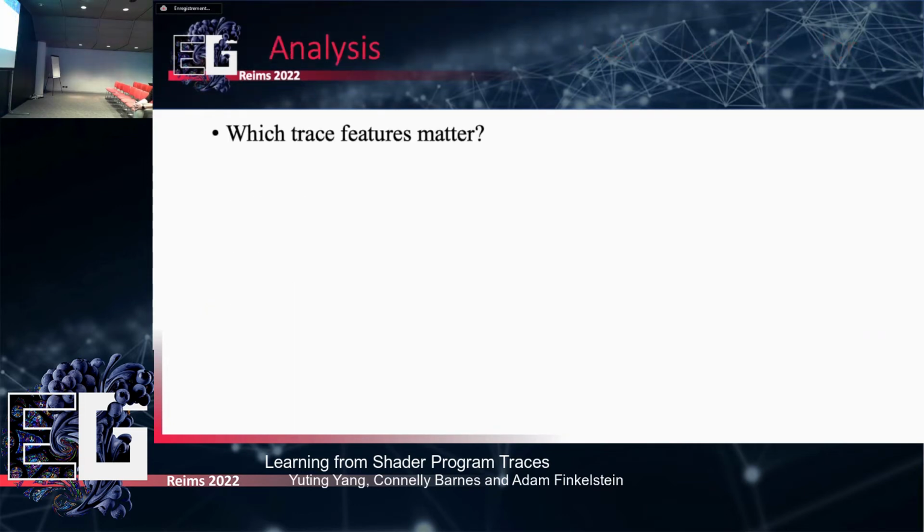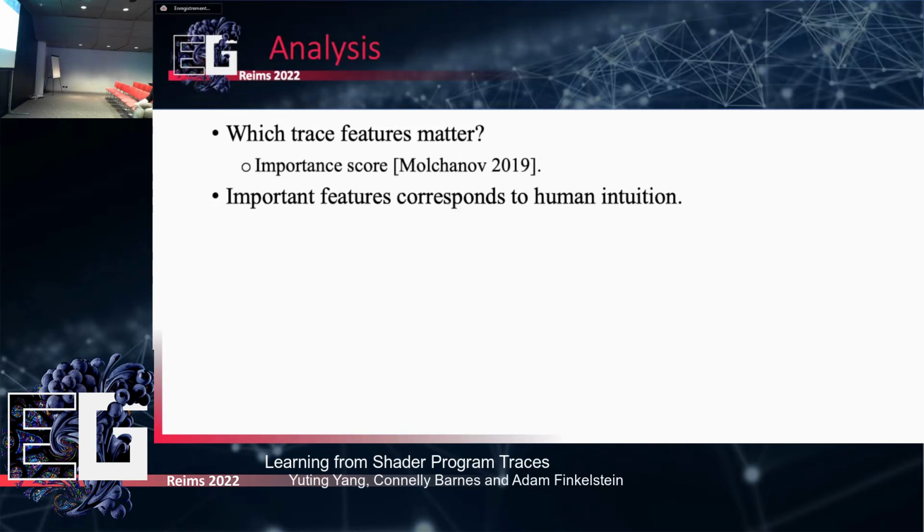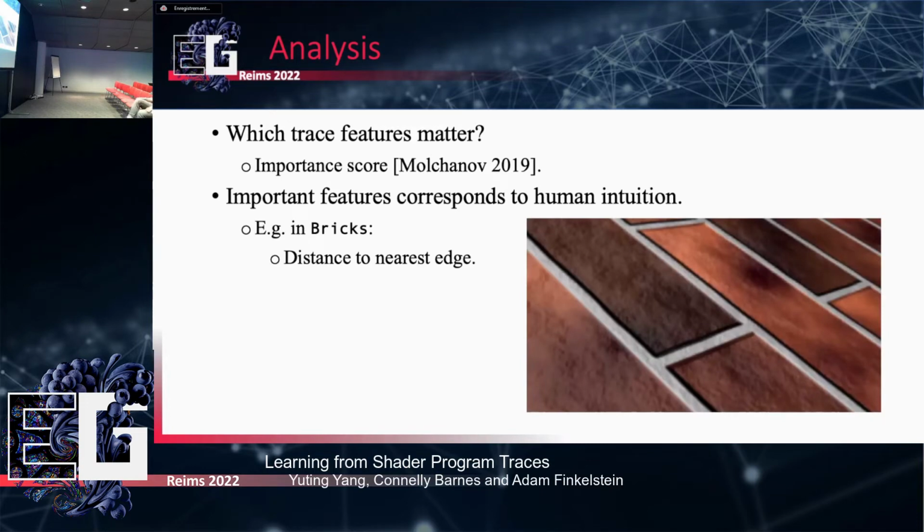We analyzed which traces are more important using an existing metric from Motion Blur 2019. We find important traces correspond to human intuition. For example, for the bricks shader, important features include distance to the nearest brick edge and the boolean that indicates whether the pixel is inside the mortar. This can help prevent the edge from being broken.